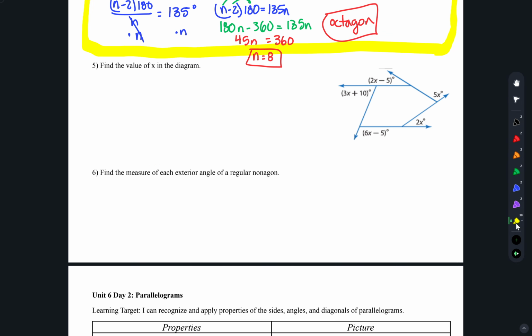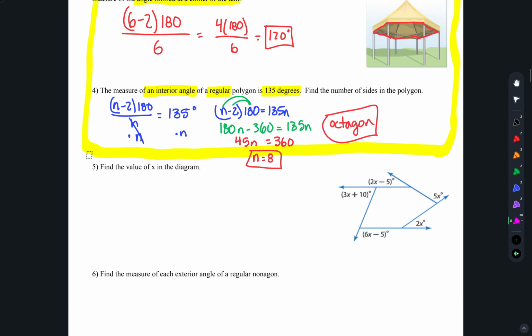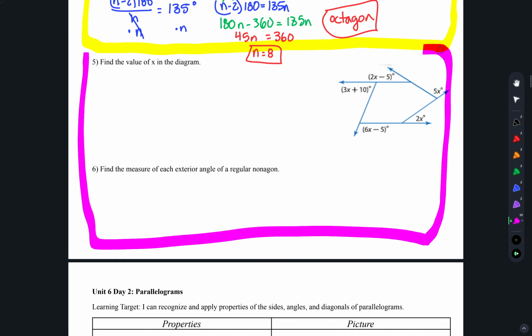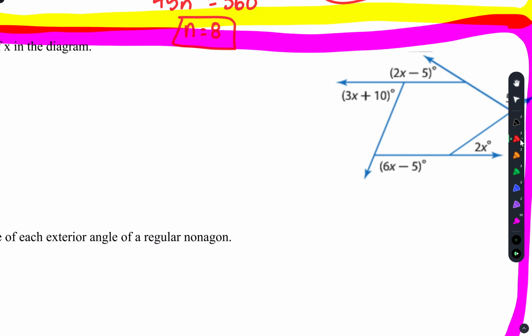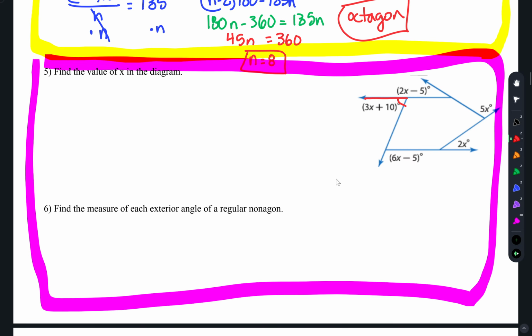Now we're going to switch to exterior angle stuff. When I'm talking about exterior angles, remember, I have a magic number. That magic number is 360. All of my exterior angles always sum to 360 no matter how many sides I have. So if I'm trying to find x in this diagram, my exterior angles are formed by taking a side and extending it. So each one of those is an exterior angle. I am going to add all of these up, and they all have to add together to make 360.